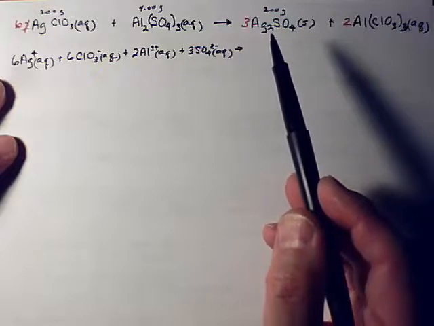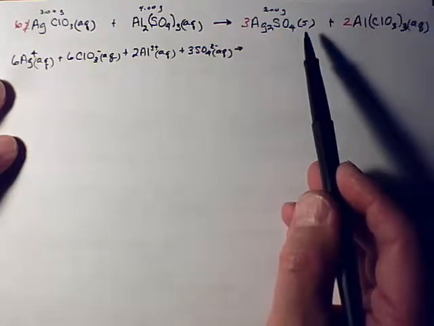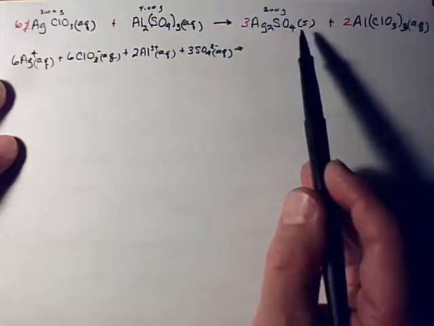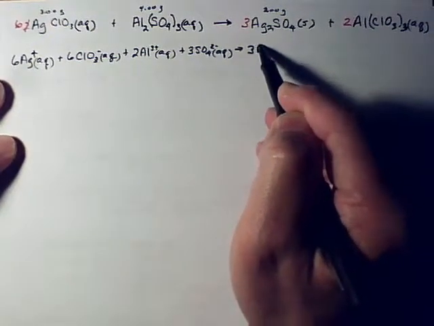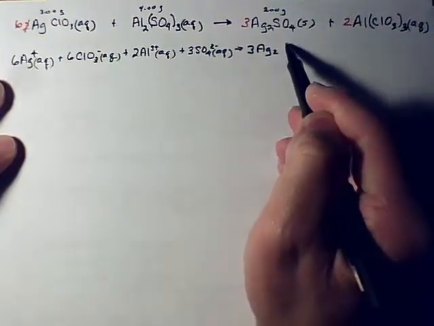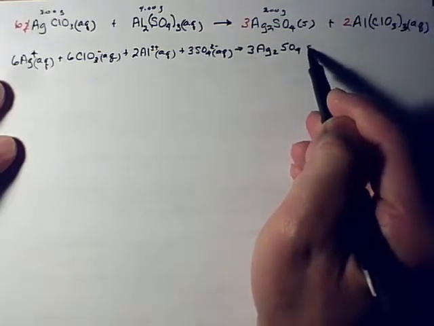Now this is not going to break up. It's a solid. It doesn't dissolve. So we're not going to do anything with that. We just write it exactly the way it appears: 3Ag2SO4, and make it solid.